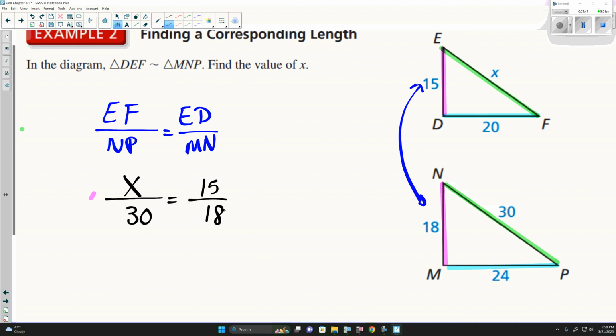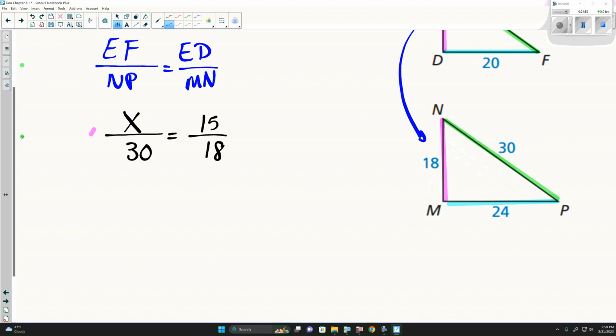Did I have to pick 15 and 18? So what could we have picked besides that? 20 and 24. As long as I have two other sides that we have the values for. Now what do we need to do? We need to solve for the value of X. How can we get X by itself? Multiply both sides by 30.